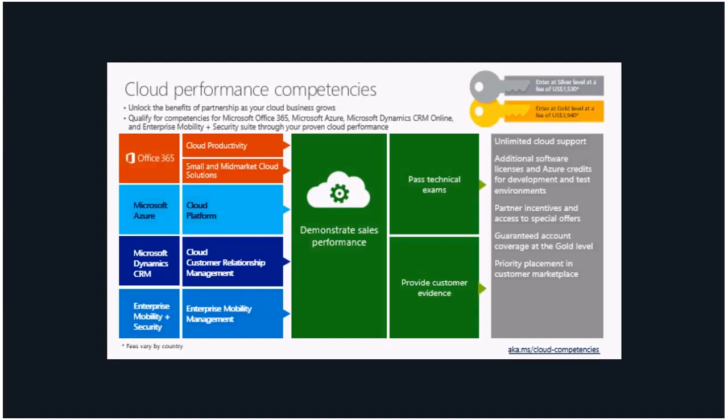There are 4 steps to getting this competency. You'll have to demonstrate sales performance, pass some technical exams, provide customer evidence, and pay a fee. And in return for all of that, you get unlimited cloud support around the product that you have a competency in. You get additional software licenses, you get eligibility to partner incentives, and if you have a gold cloud competency, you get guaranteed account coverage.